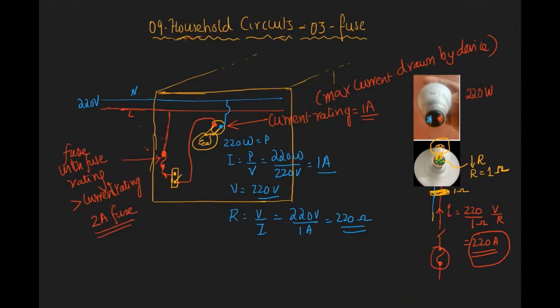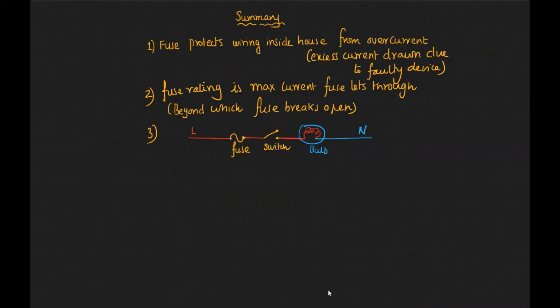So I have this fuse. Assume that I'm trying to draw 220 amps, and this fuse will melt. If it is a fuse with a fuse rating of 2 ampere, then for current greater than 2 ampere, the fuse will melt, and the circuit opens up, and the circuit is open.